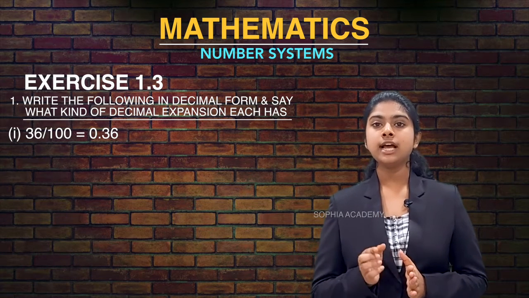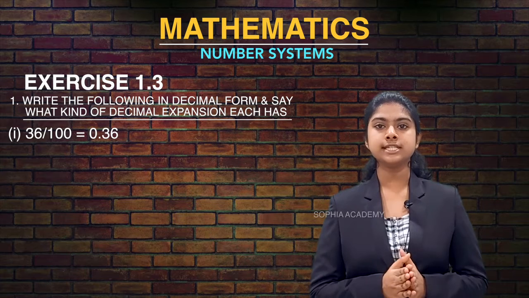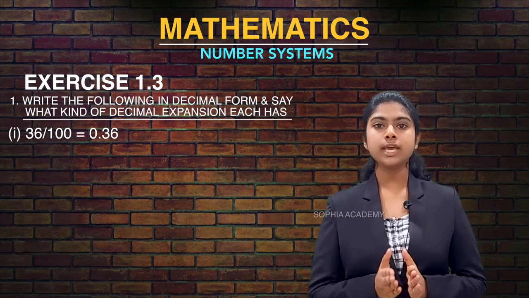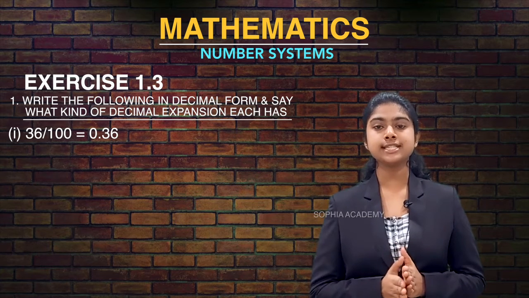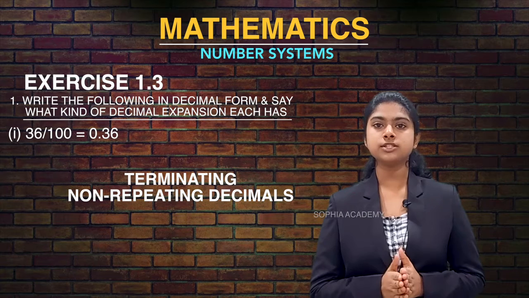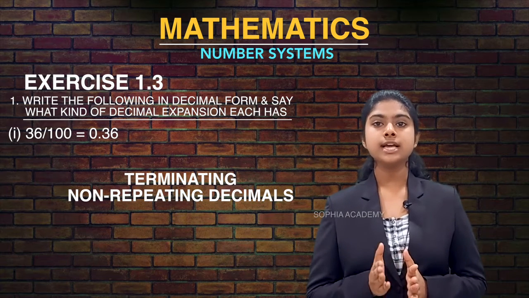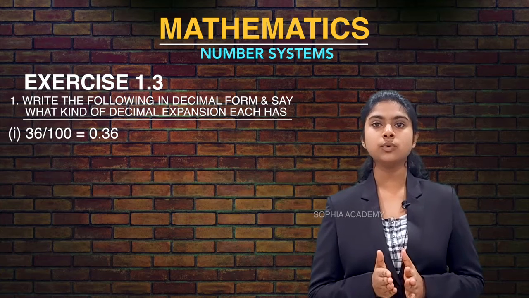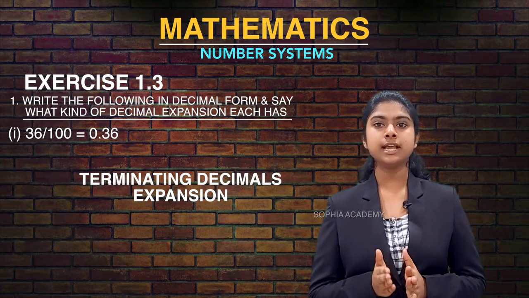We see that after the decimal, after 2 digits, there are no numbers continuing, nor is it repeating. So we can say that 0.36 is terminating and non-repeating. Thus, the decimal expansion of 36 by 100 is 0.36, and the kind of decimal expansion it is known as is terminating decimal expansion.